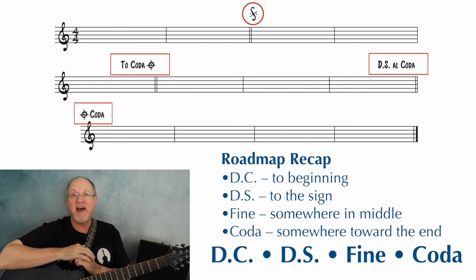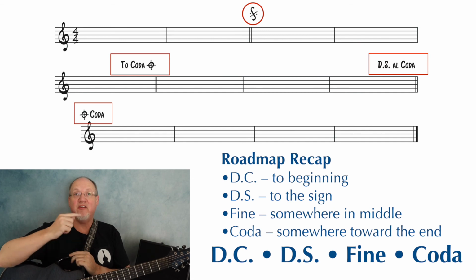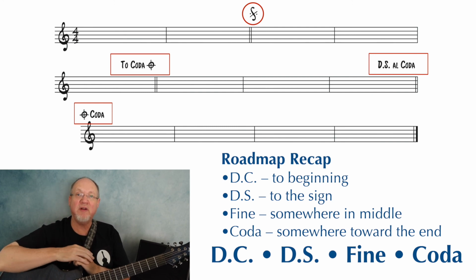To recap all that, DC takes you back to the beginning, the DS takes you back to the sign, the fine is going to be somewhere in the middle of the music, and the coda is going to be at the end. And that was your introduction to repeat signs and road maps.